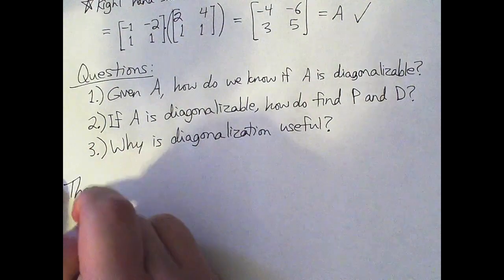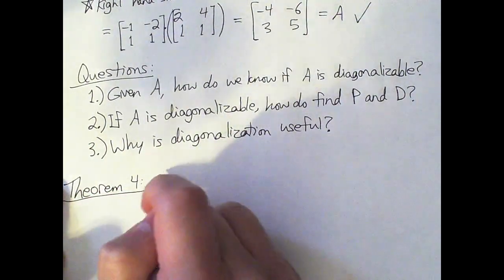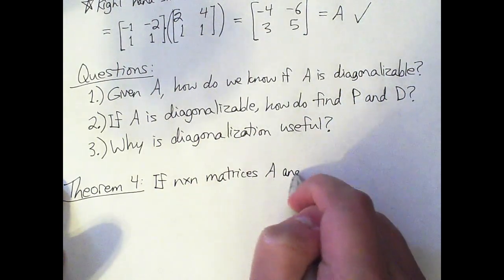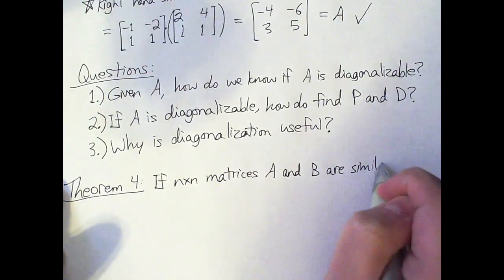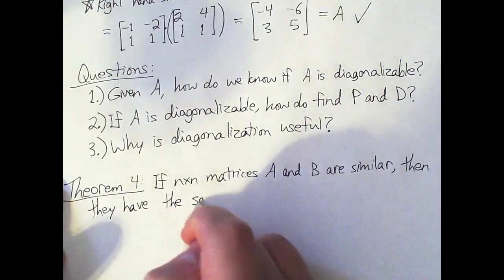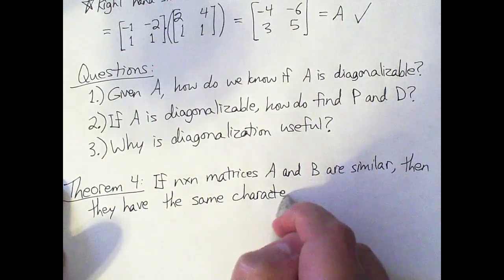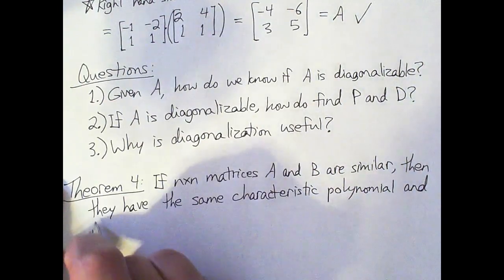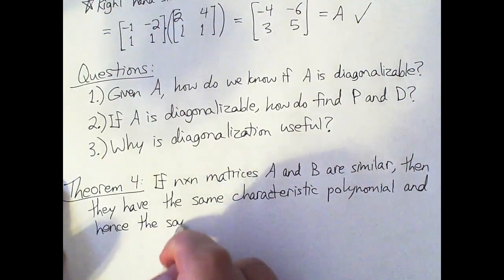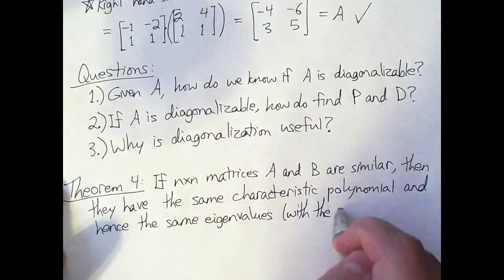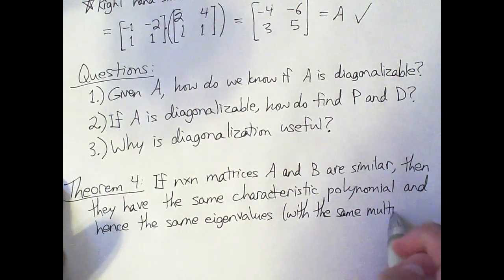So, theorem 4. If n by n matrices A and B are similar, then they have the same characteristic polynomial and hence the same eigenvalues with the same multiplicities. Okay.